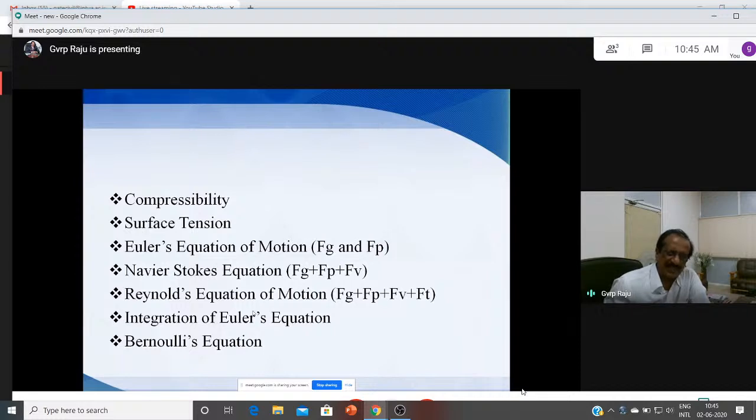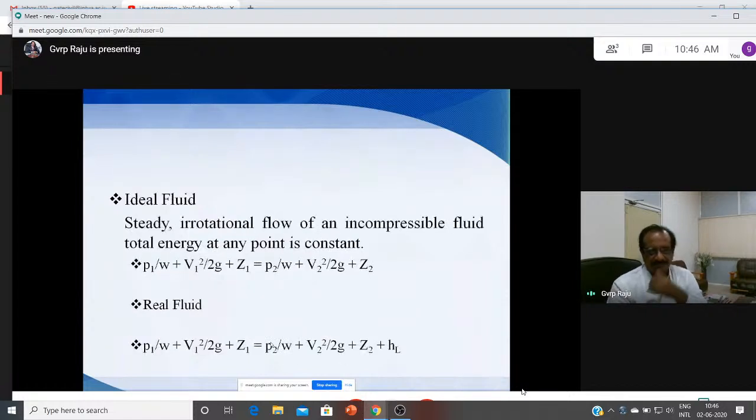You can get Euler's equation by taking gravity force and pressure force, and force is equal to mass into acceleration. The sum of forces is equal to mass into acceleration, which is Newton's equation of motion. From that you take the forces and also mass into acceleration. That results in Euler's equation, and the integration of that is Bernoulli's equation.